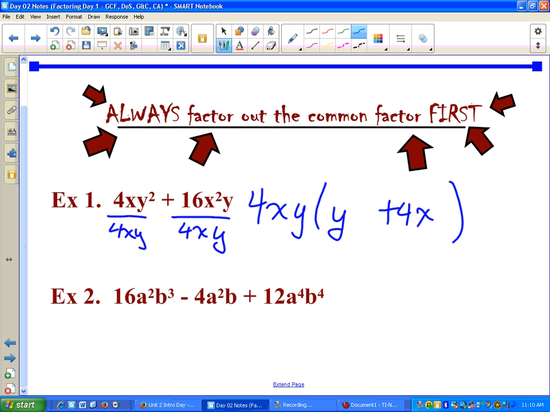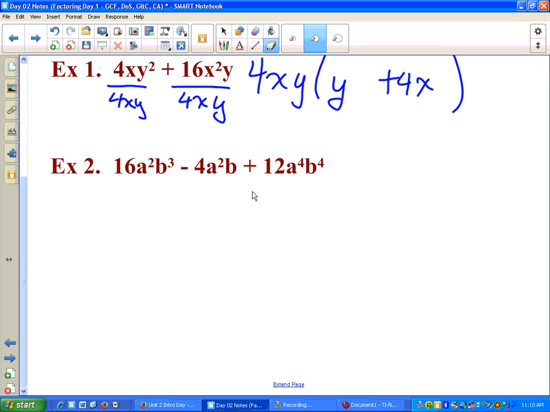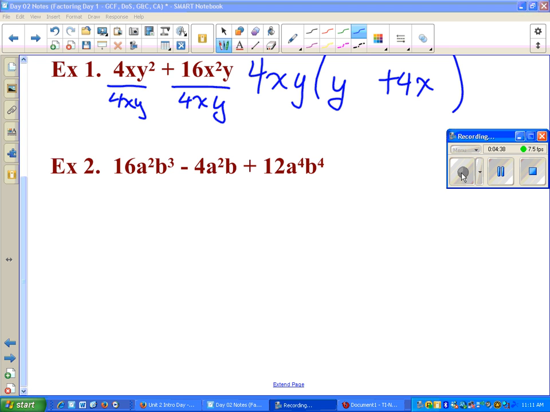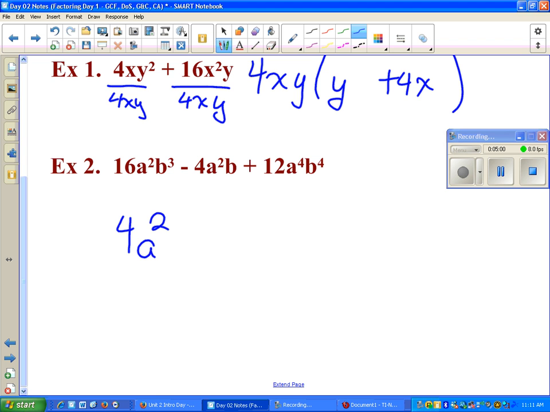Do you need to see another example? Example 2. Same thing. What's my greatest common factor? Look at the numbers first. What divides into 16, 4, and 12? 4. So I'm going to take out a 4. What divides into a squared and a to the 4th? A squared. What divides into b cubed, b, and b to the 4th?